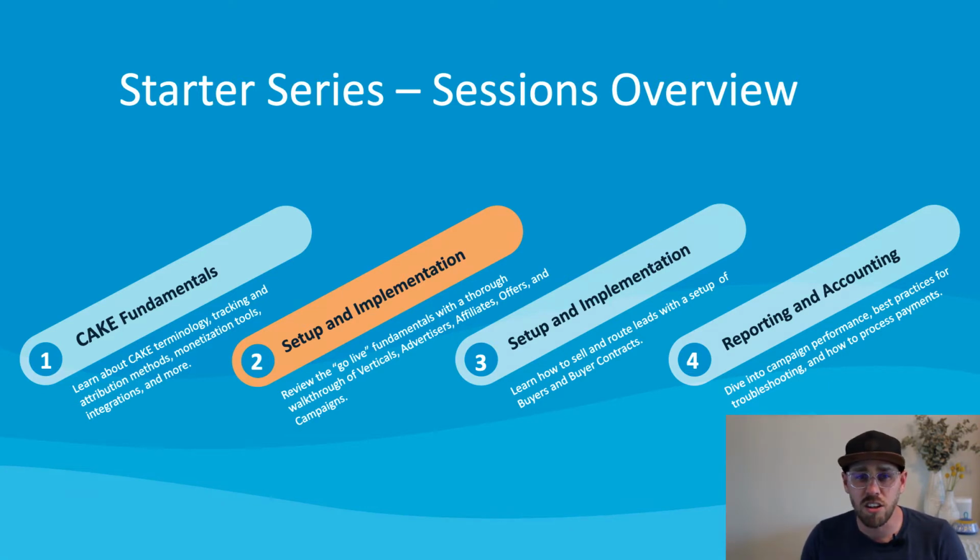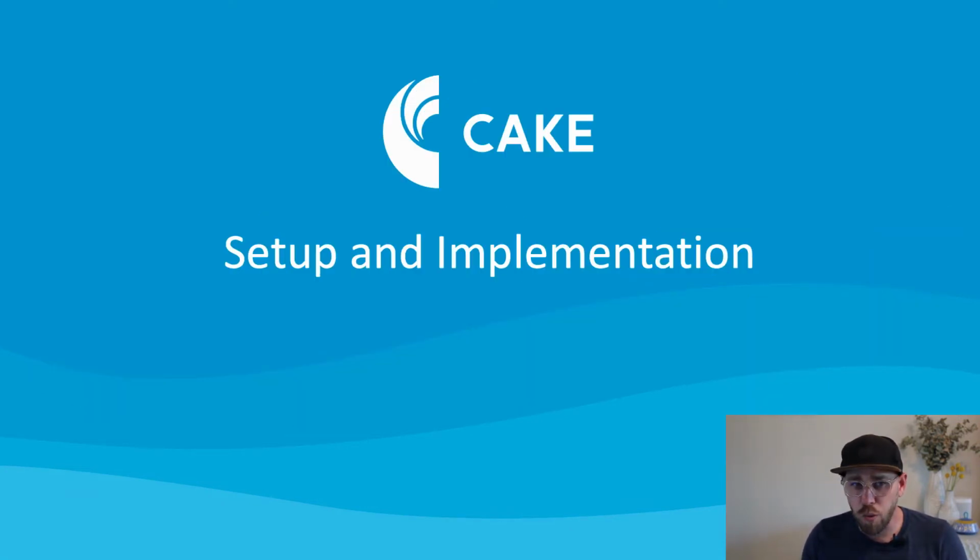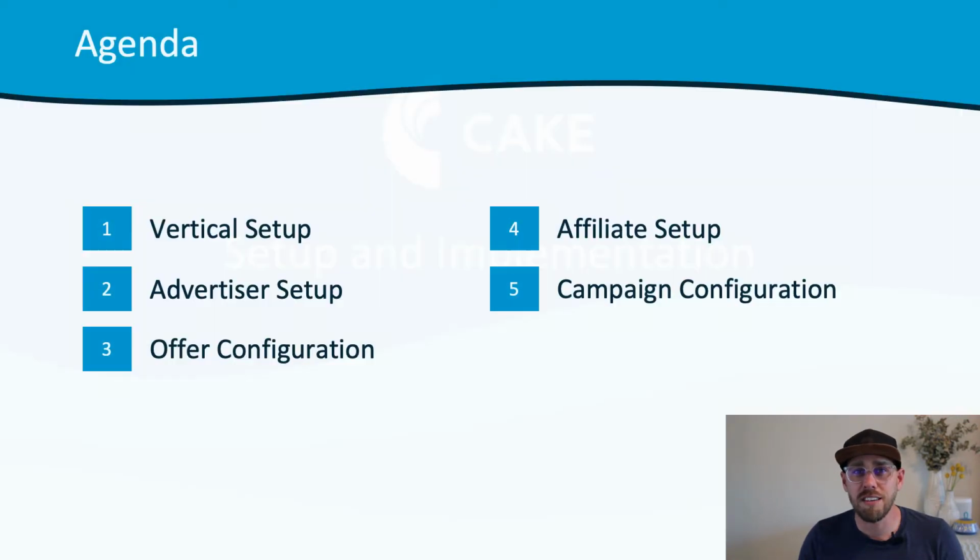Now, as far as an agenda goes, we are going to actually get into the setup of your vertical. So we'll add a new vertical and we'll create vertical fields and talk about validation. We'll also create a new advertiser and go through the process of connecting that advertiser and that vertical to an offer. And the offers that we have are going to be either hosted or host and post, and we'll get into all of that nuance in just a bit.